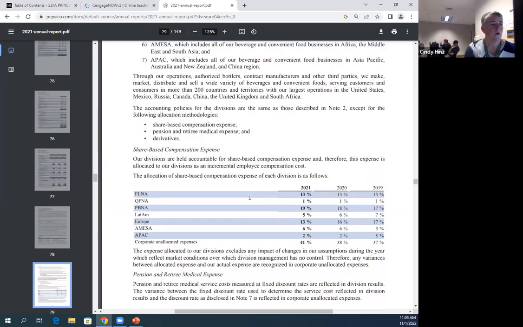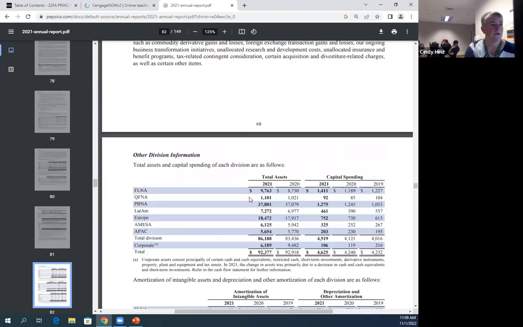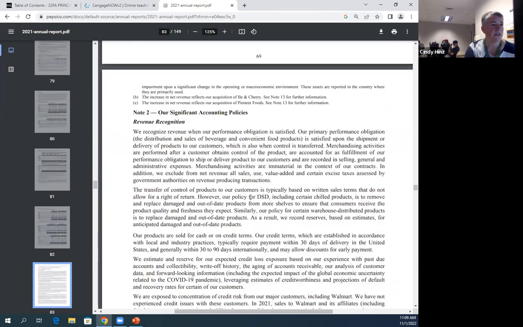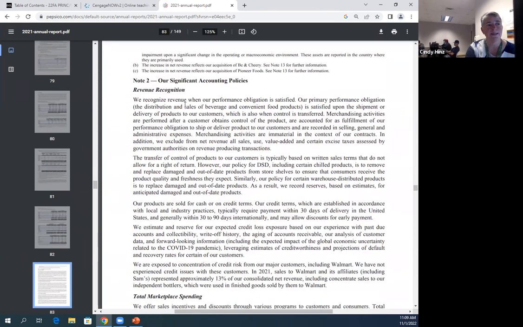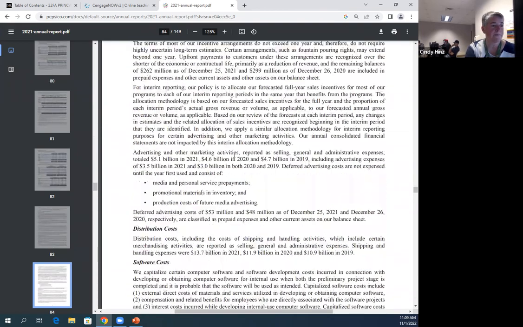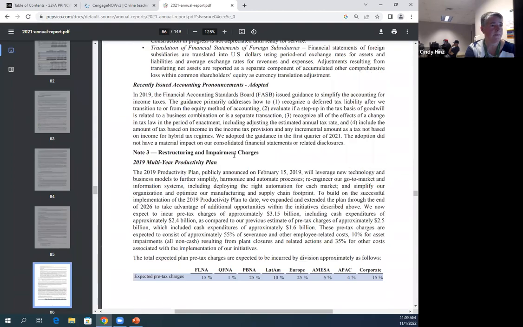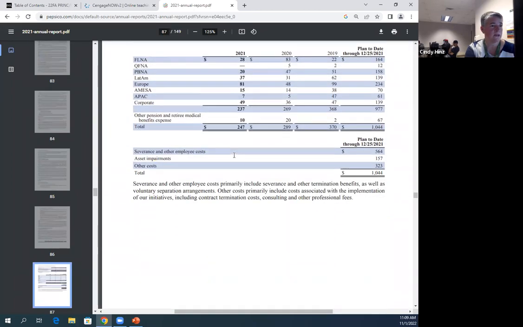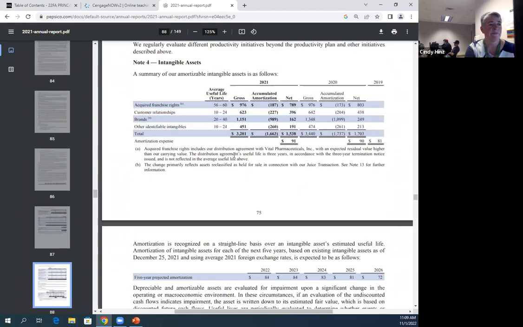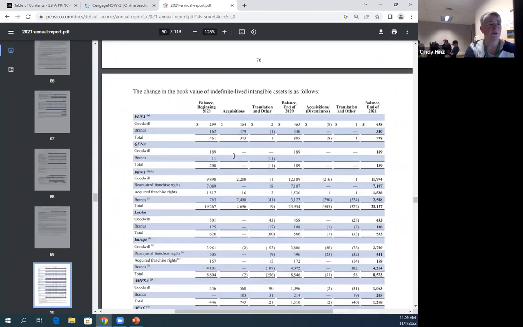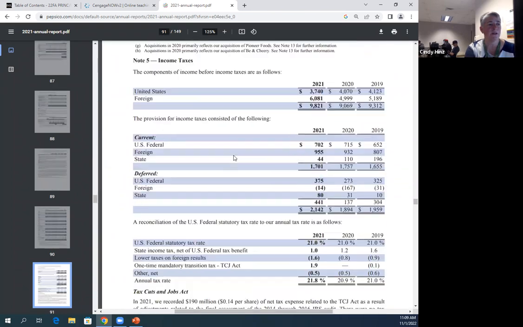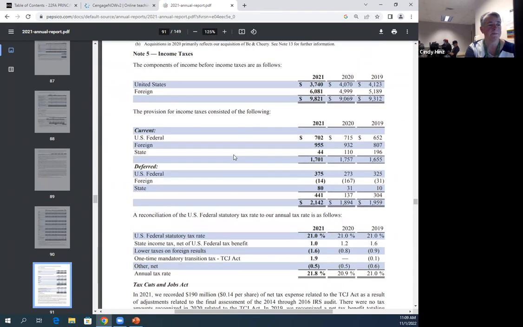So note 1 or 2 is usually their significant accounting policies. Here Pepsi's is in note 2, but I'm just going to keep going. Hopefully I'm not making anyone sick to your stomach. Close your eyes or turn away if you need to. I'm just scrolling down and I'm looking for information about their long-term liabilities.